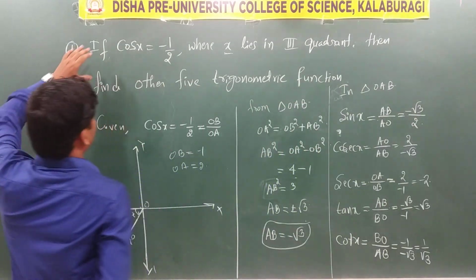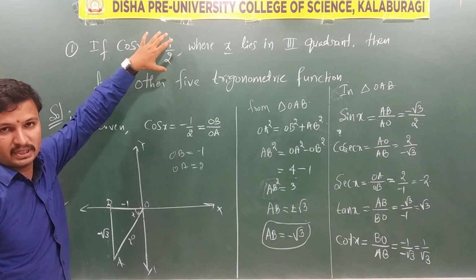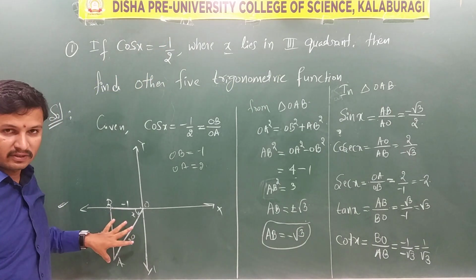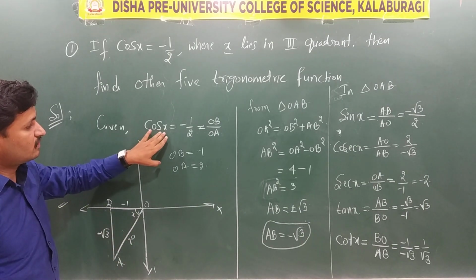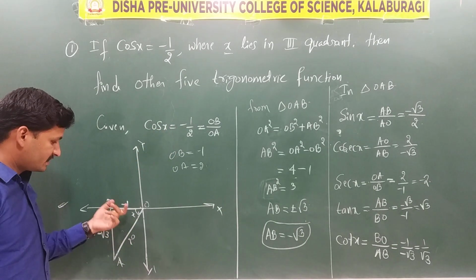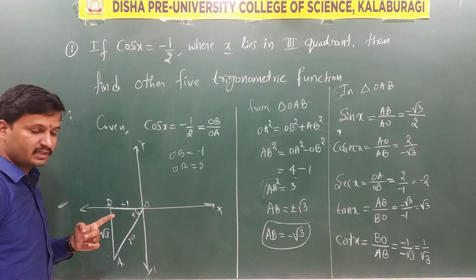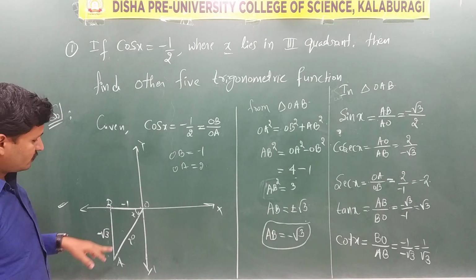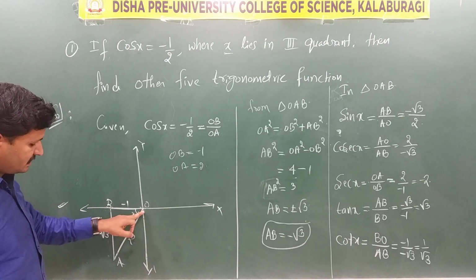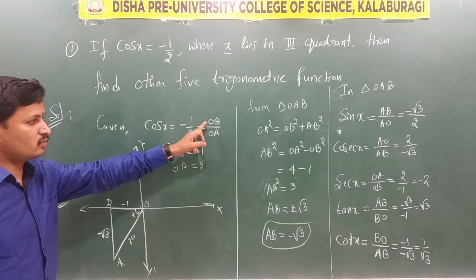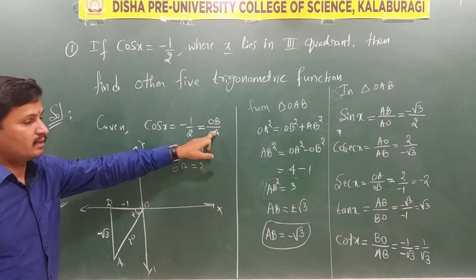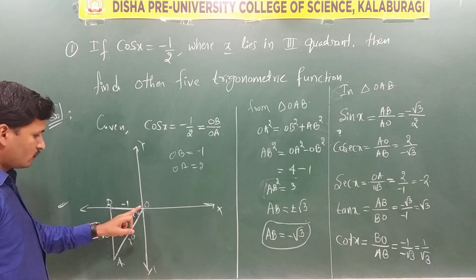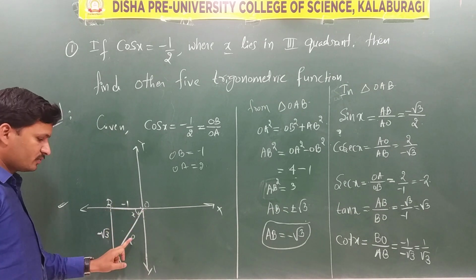So first, here one function is given, that is cos x is equal to minus 1 by 2, and the angle lies in the third quadrant. So take a triangle in the third quadrant. Cos x is adjacent divided by hypotenuse. Here the adjacent length is OB and the hypotenuse is OA, so cos x is equal to OB divided by OA. Here OB is equal to minus 1 and OA is equal to 2.